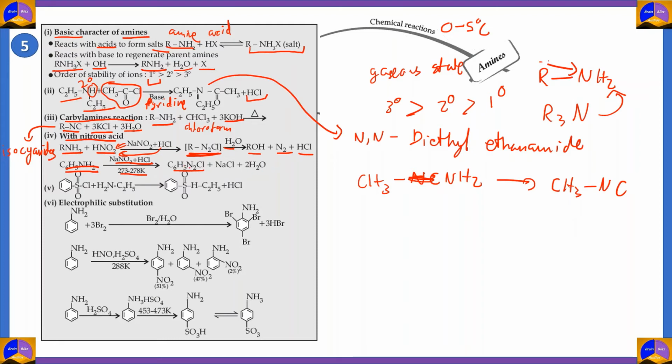Now, benzene diazonium salt is an important salt because this is further used in Sandmeyer's reaction to get more alcohols. So we get benzene diazonium salt and sodium chloride and water when we react aromatic amines with HNO2, that is nitrous acid.